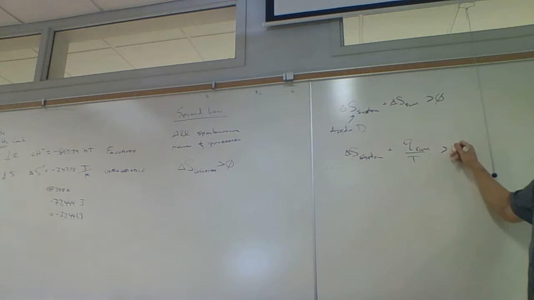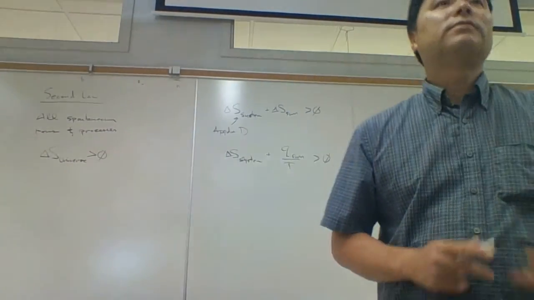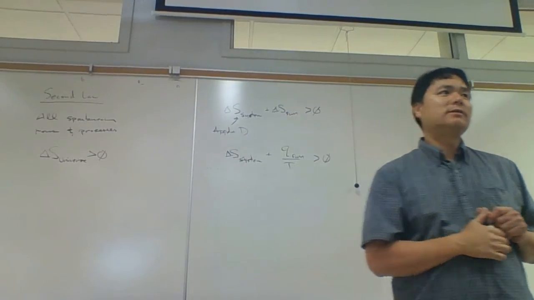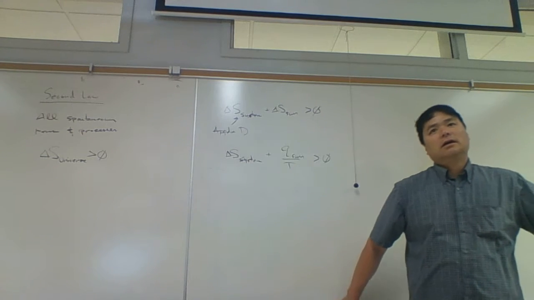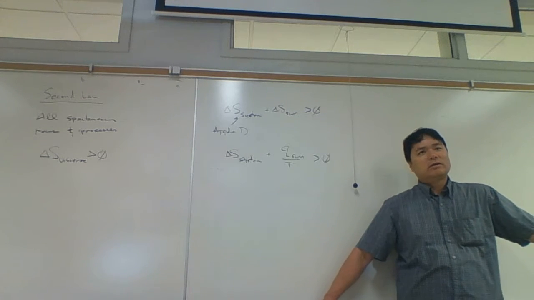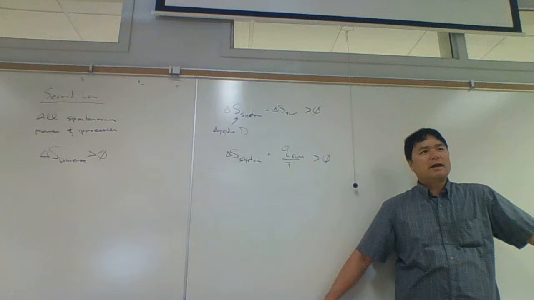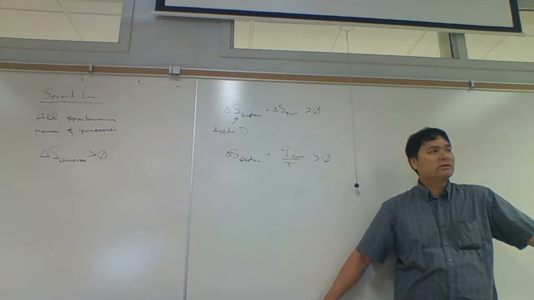This should be greater than 0. Well, from the first law of thermodynamics, what does the first law of thermodynamics tell us? The first law of thermodynamics tells us that energy is conserved. That energy is neither created nor destroyed. So what that means is the energy content of the universe is fixed. There's a fixed amount of energy in the universe.